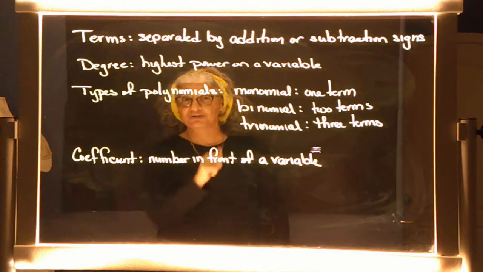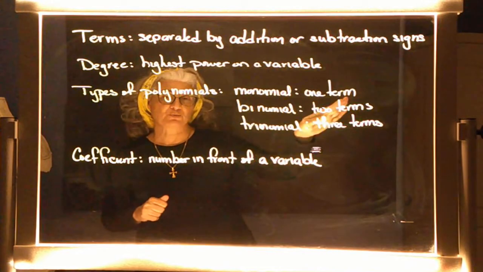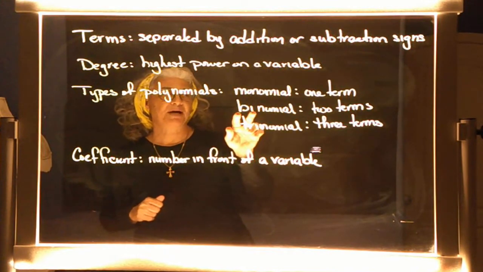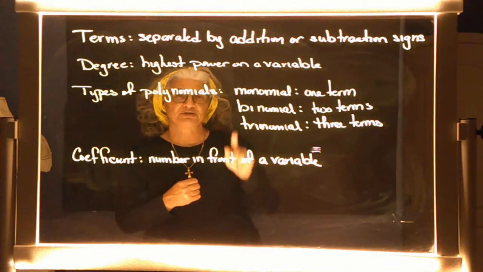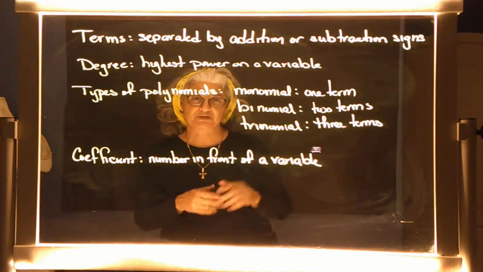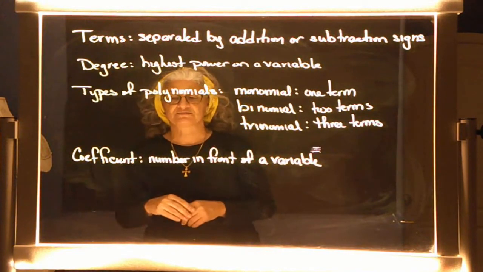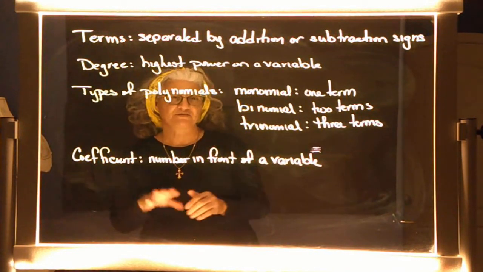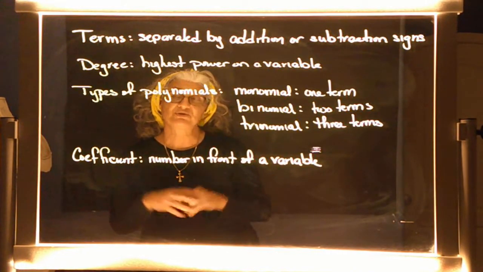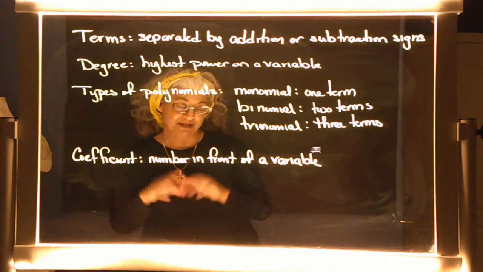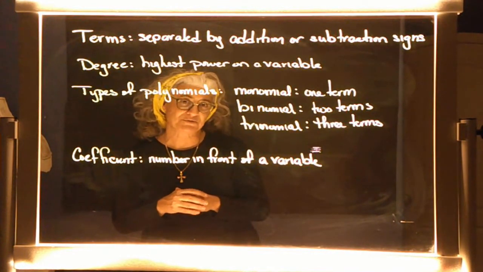The types of polynomials, we have monomials. Mono means 1, so it's 1 term. Binomial, bi means 2, so there's 2 terms. And then we have trinomial, tri means 3, which means we have 3 terms. And then the last definition I want to go over is coefficient. Coefficient is the number in front of the variable. As I recommend, I suggest that you pause this video, write these definitions down, and then when you restart it, I am going to have some examples for us to work on.